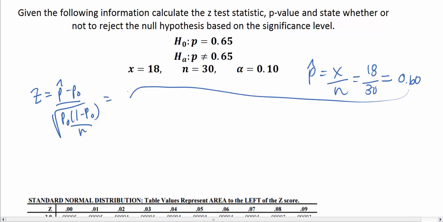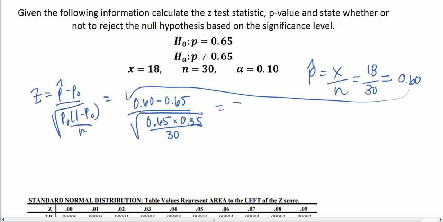So if we put that back into our formula over here, we get 0.60 minus 0.65, our claim, divided by the square root of our claim of 0.65 times 1 minus that, which will just be 0.35, all divided by our sample size of 30. This is equal to a numerator value of negative 0.05, that's the difference between the sampled proportion and claim, divided by the standard error, which comes out to be 0.0871. This is equal to a z-test statistic then of negative 0.57.